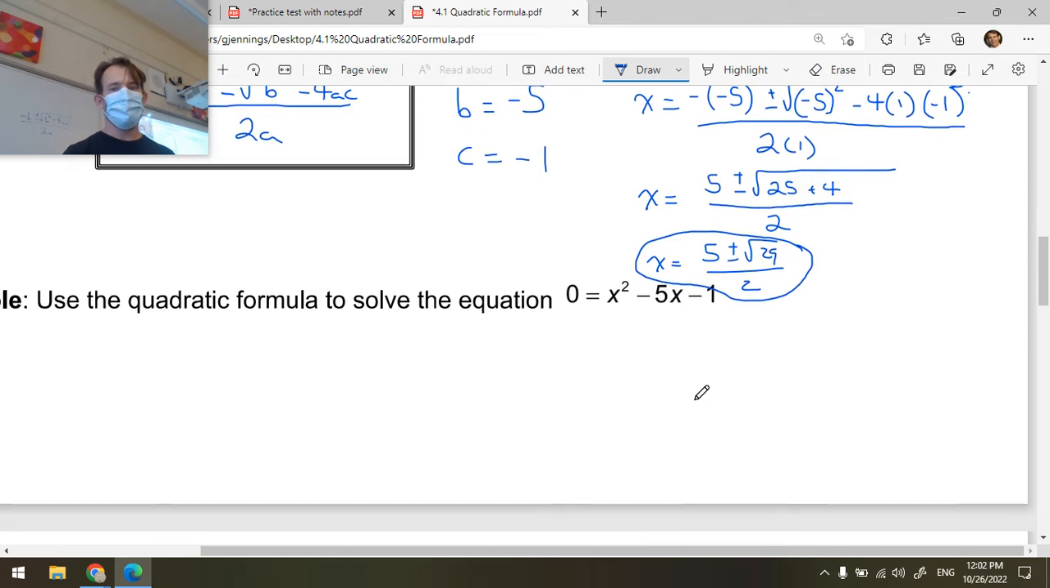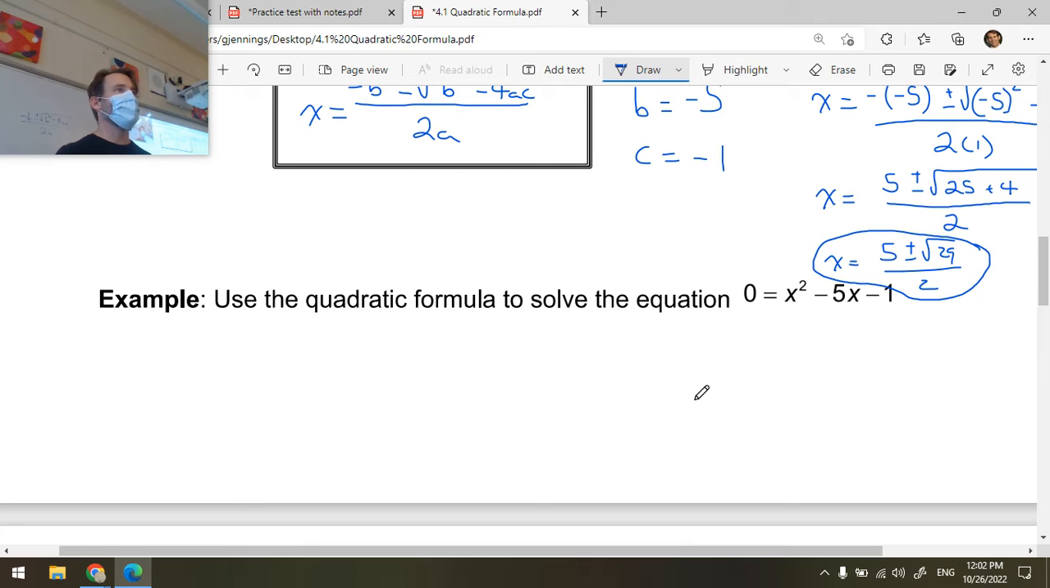Now, how do I know that the square root of 29 is between 5 and 6? Can anyone tell me why I know that the square root of 29 is 5 and a bit? Tyler? Because 5 times 5 is 25. Yep, so it's going to be bigger than that. But why would I know it's less than 6? Because of the math. The math shows me 6 times 6 is 36. 36 is bigger than 29, 25 is less than 29. So I know it's going to be between those two integers.